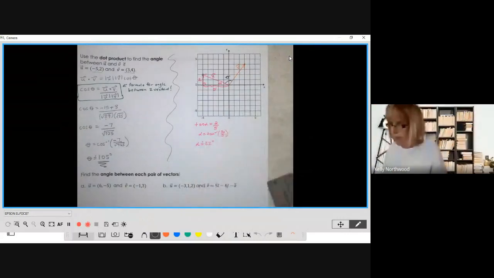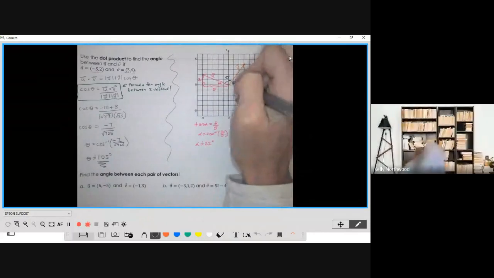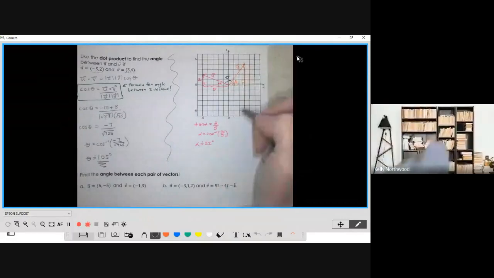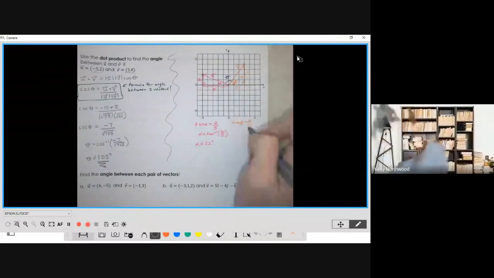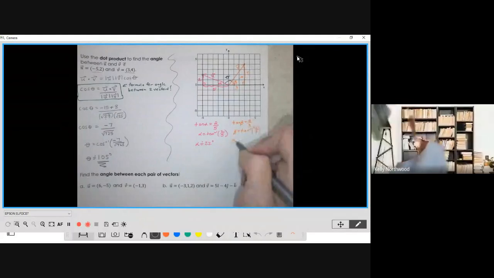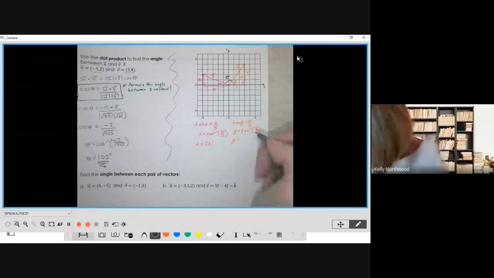And then I'm going to also make a right triangle over here, and I'm going to call this angle beta. So again, I can use tan. Tan of beta is opposite, which is 1, 2, 3, 4, over 3. So beta will be the tan inverse of 4 over 3, which turns out to be 53 degrees approximately.